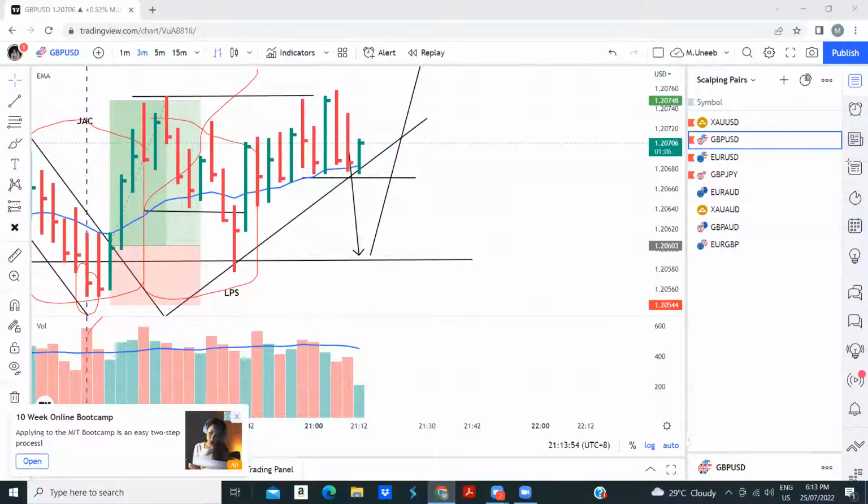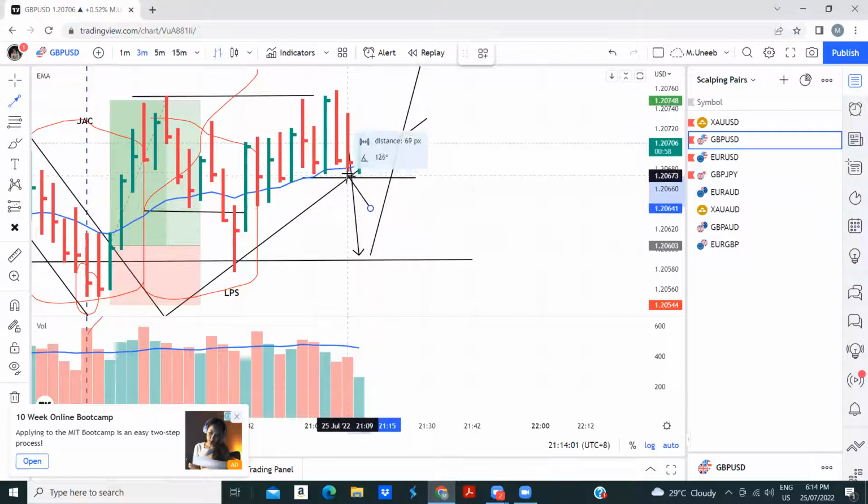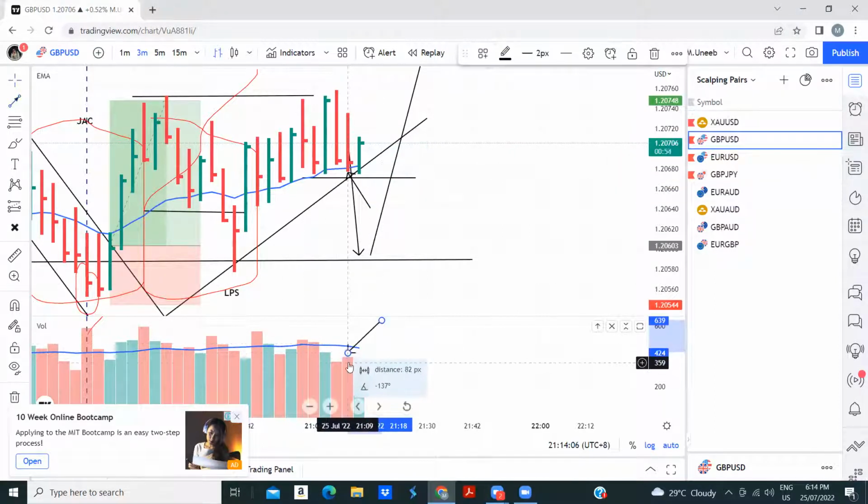You see one thing now? What happens after effort versus no result here? When the price comes back, effort versus no result here. See, it's a live market. What I'm telling you is all live here. The price starts going up, right?